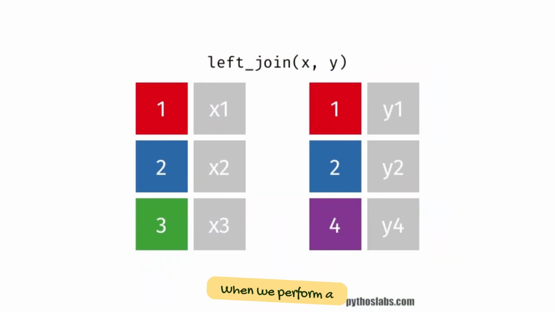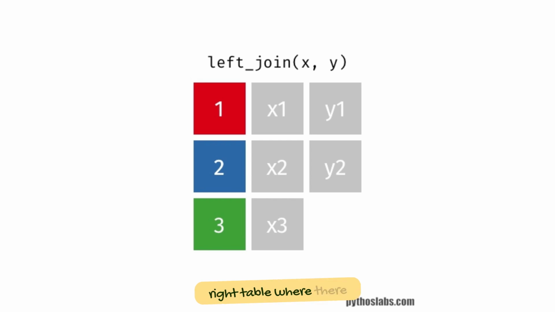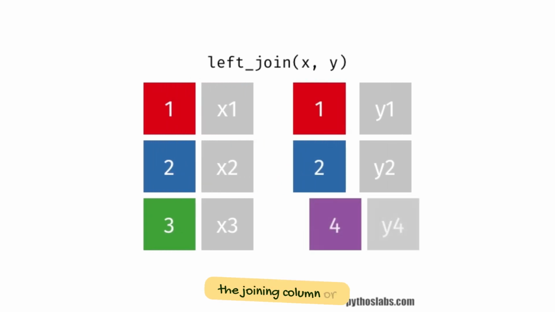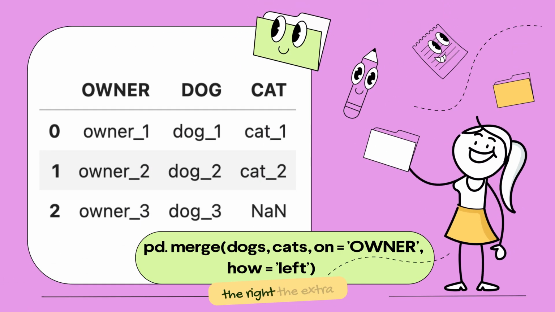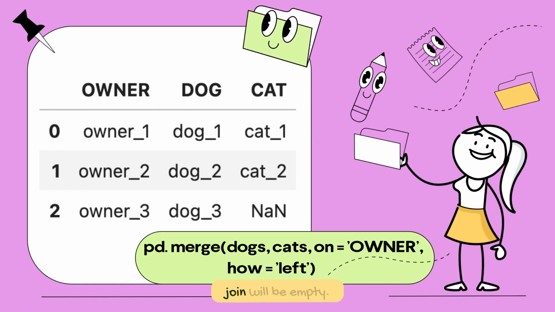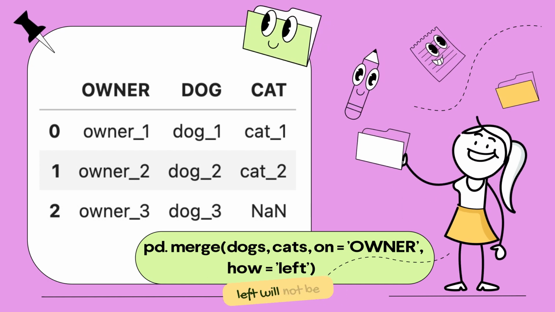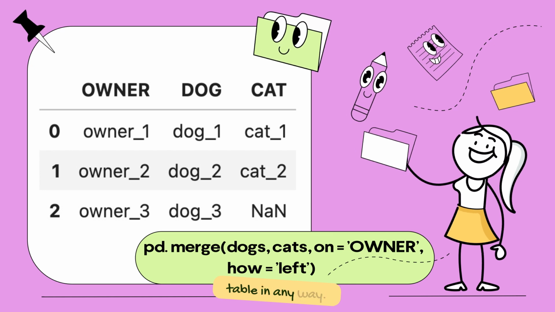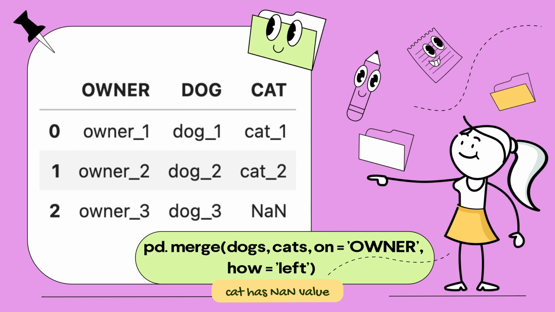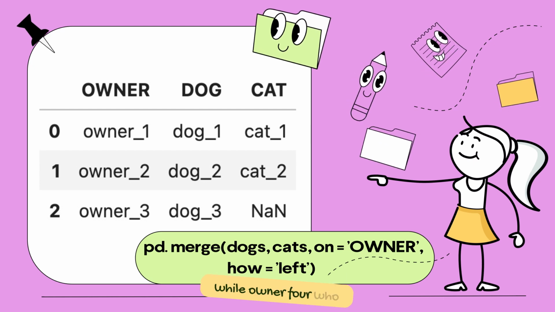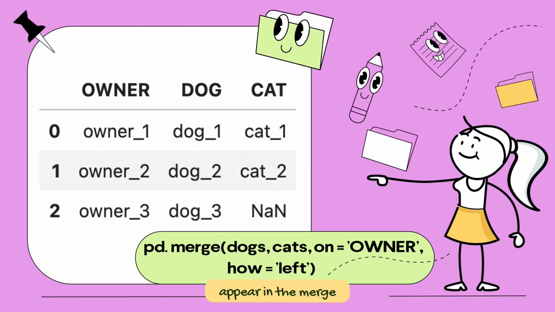When we perform a left join, we are taking everything from the left table and joining the rows from the right table where there is an intersection on the joining column or columns. In case a record on the left has no corresponding value on the right, the extra columns created by the join will be empty. A record in the right table with no matching record in the left will not be present in the joined table in any way. Notice that owner 3, who doesn't have a cat, has a NaN value in his cat column, while owner 4, who doesn't have a dog and hence doesn't appear in dogs, doesn't even appear in the merged data frame.